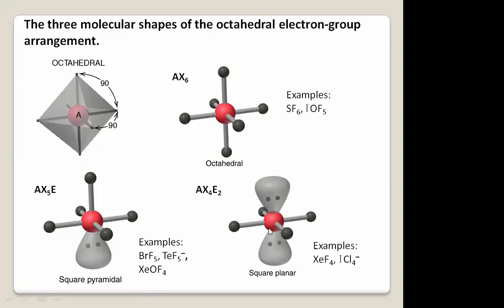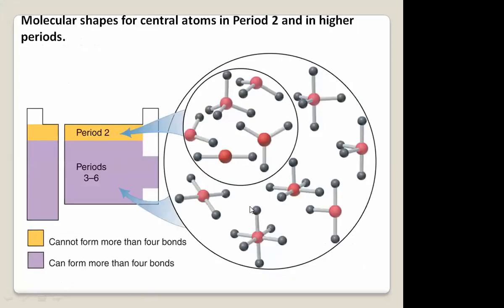Then the last one is the AX4E2. In AX4E2, there are 2 lone pairs, and the 2 lone pairs are positioned on the axial, and you have a square planar structure, like in the case of XeF4, that's Xenon, and ICl4 minus. So you have a square planar structure in that case.